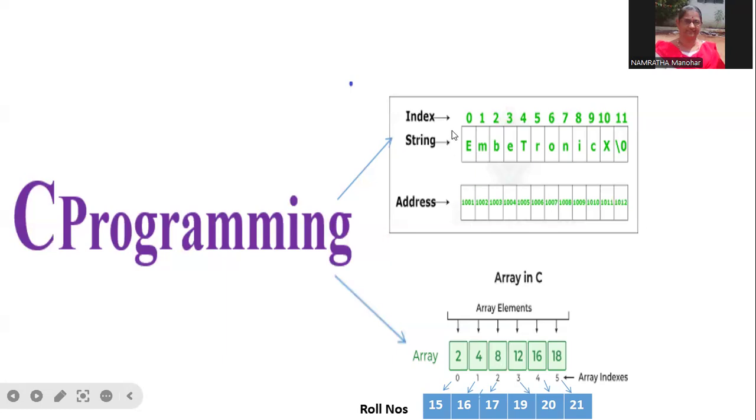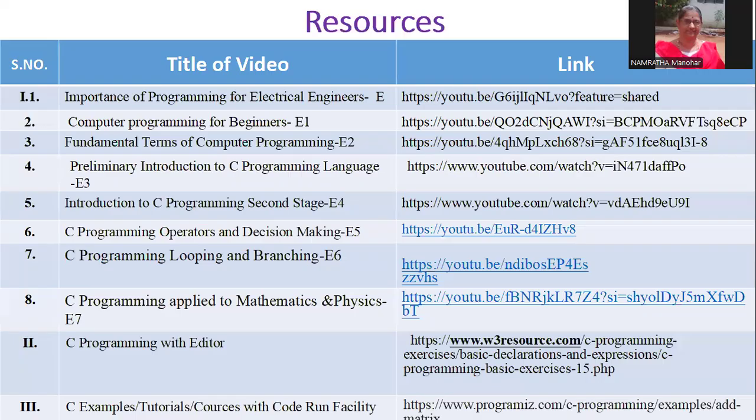In C, a string is always stored as a sequence of characters. So we use the concept of array for string operations. Let us go into the details of the string and array.